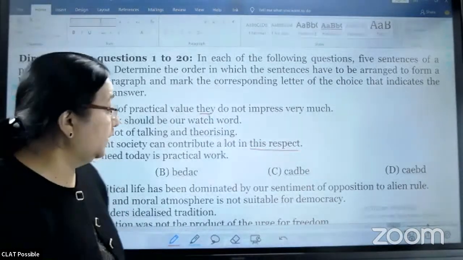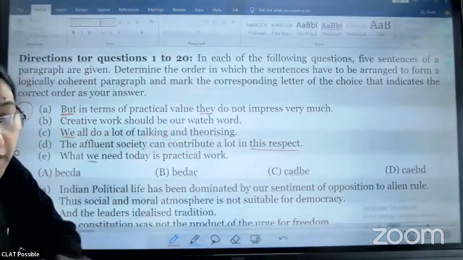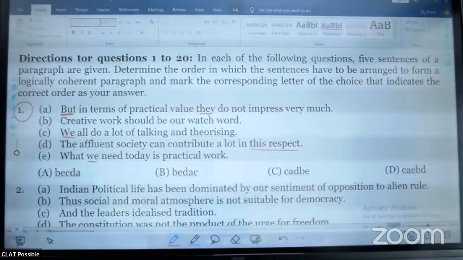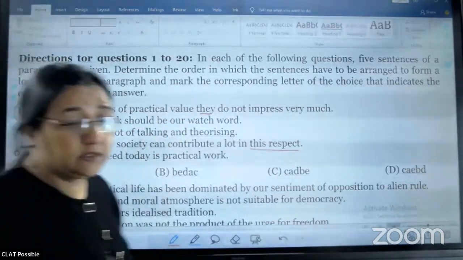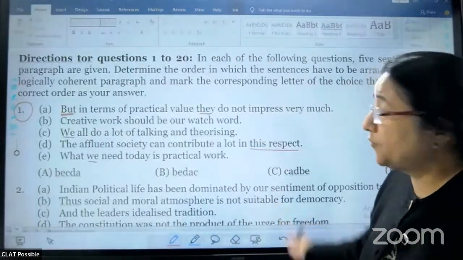It should start with what? I am not going to start it with "creative work should be our watchword." No, I am not going to start with this. Form a pair, then only this question is going to be solved. Form a pair, then only this. Don't try going from options.